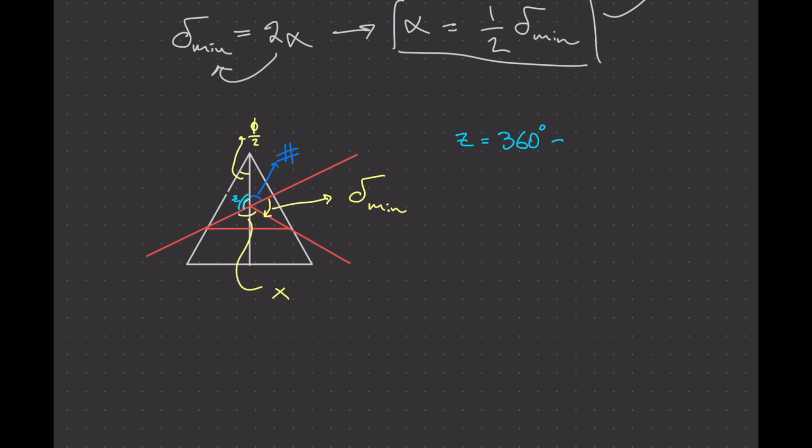We have 360 minus number sign. I'll do that in blue, and then I'll minus delta min minus x. Okay, so this is truth right here. This is truth. I have proven it to you guys by just talking.